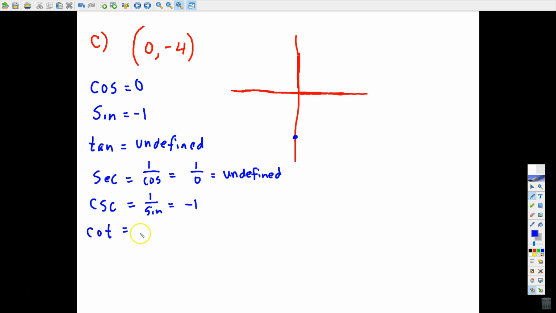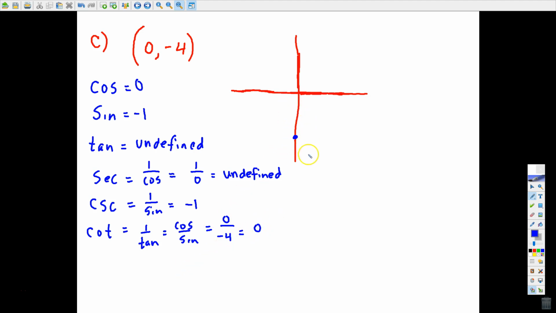Cotangent is the same thing as 1 over tangent. That's just, again, another way of expressing the reciprocal. Or you could think of it as cosine over sine. Since tangent is sine over cosine, cotangent is just the flip of that. Well, cosine relates to x and sine relates to y, and 0 divided by -4 is 0.